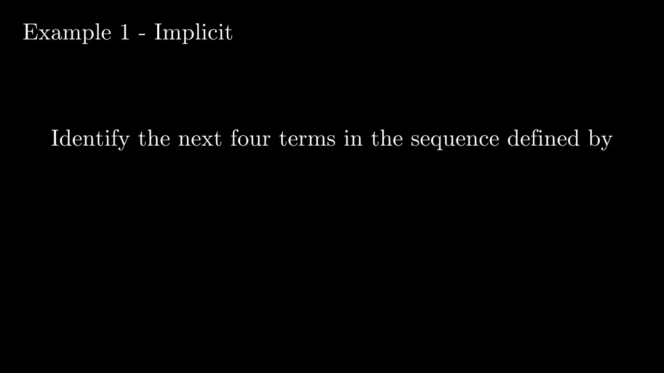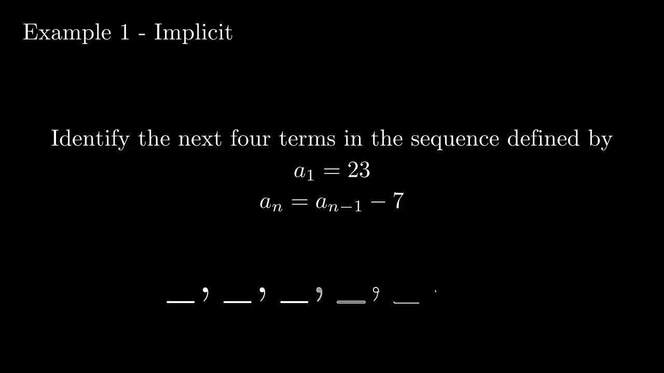Let's get right into this with an example of how a sequence might be set up. Here we're asked to identify the next 4 terms in the sequence defined by a sub 1, or the first term, being 23, and the nth term being equal to the previous term minus 7. So the first thing I'm going to do is draw out a few spaces to hold the terms of our sequence. This is a quick and handy way to keep track of some of the values instead of just listing them arbitrarily. Then, we're going to fill in these spaces with their indices, so that term 1 goes in our first spot, term 2 goes in our second spot, and so on.